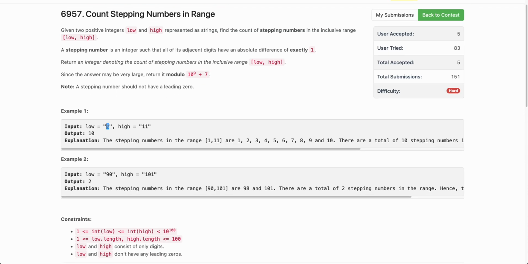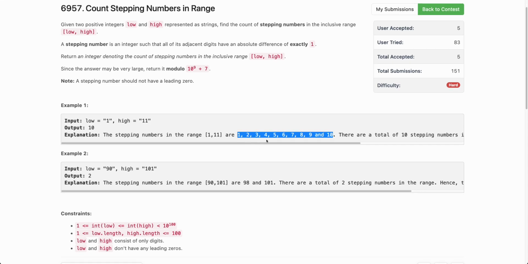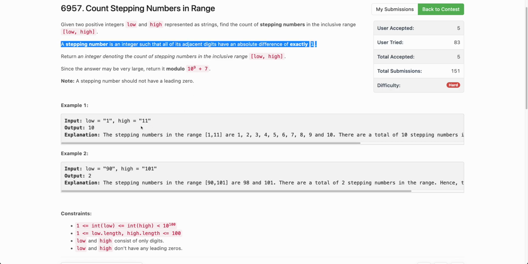So let's take an example. Let's say low is 1 and high is 11. You have to return the number of stepping numbers in the range 1 to 11. These are the stepping numbers which are possible: everything between 1 and 10. 11 is not a stepping number. Why? Because there are two adjacent digits, but they don't differ by exactly 1. So they don't satisfy this criteria, and because of that 11 is not a stepping number. So there are 10 stepping numbers between 1 and 11, and hence the answer here is 10.